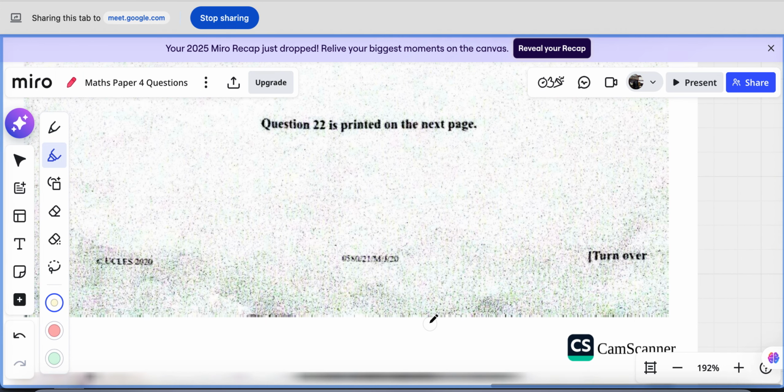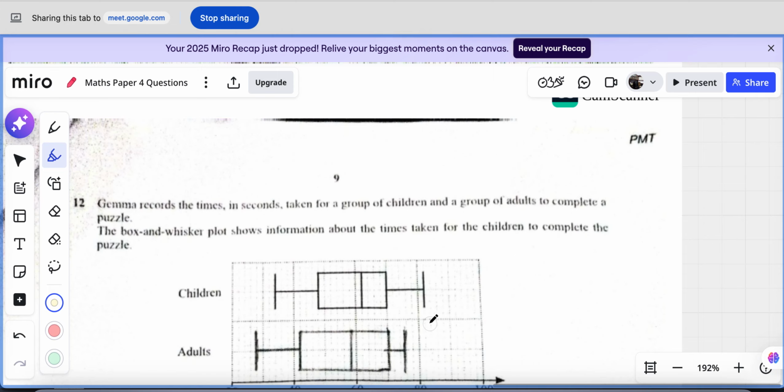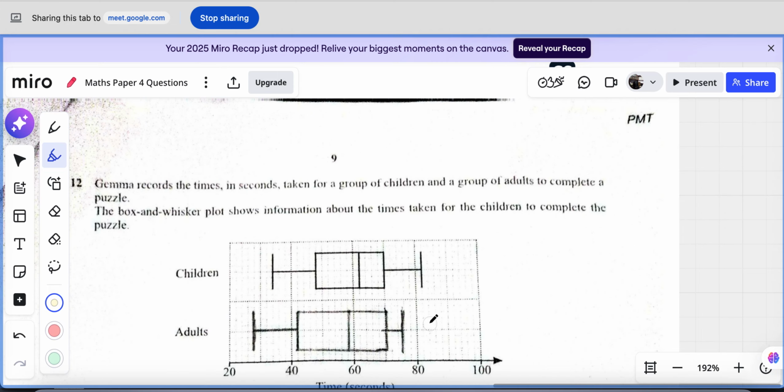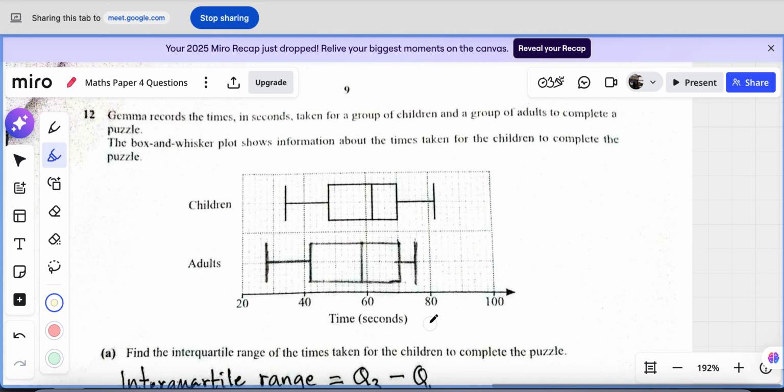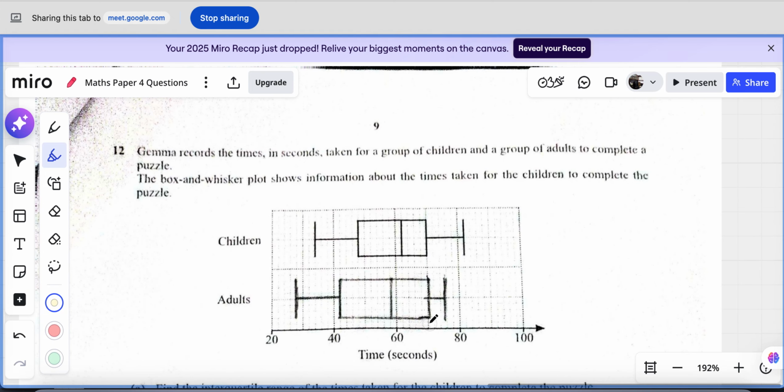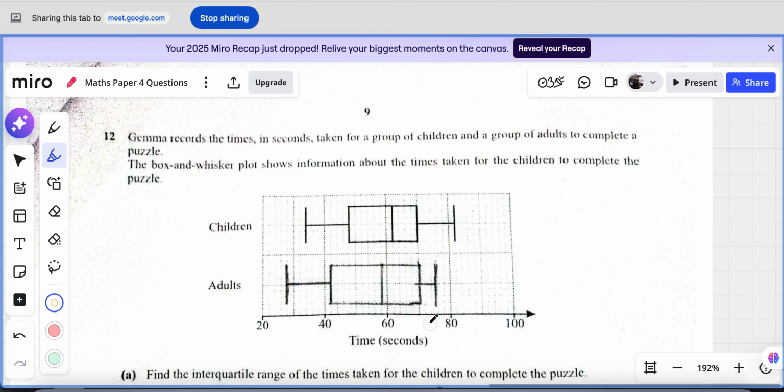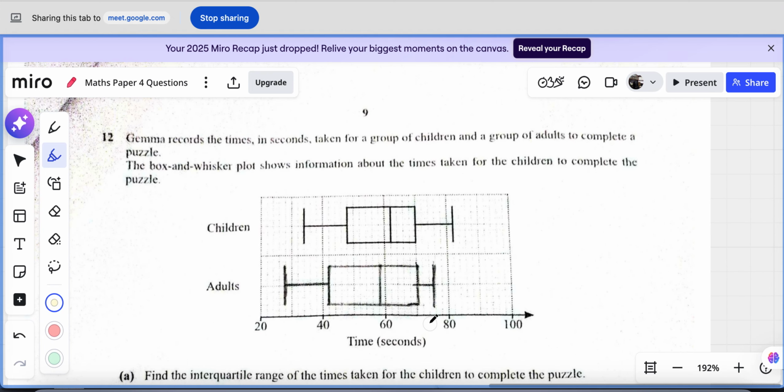Let's move to the next question. Question 22. Oh, now you remember question 12, the one I said we skipped. They didn't scan. Okay, now we have question 12 here. Let's do question 12 before we move to question 22. Sorry about that. That is still in the paper. Now let's take a look at question 12.